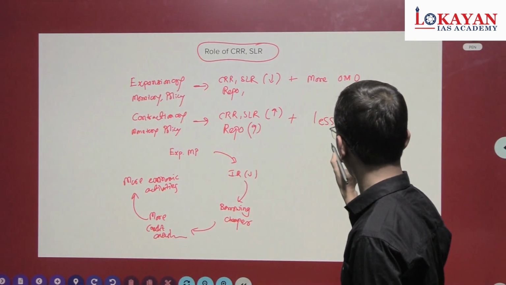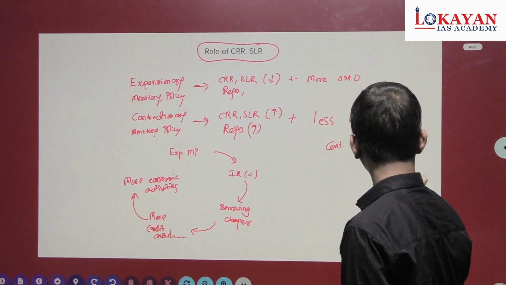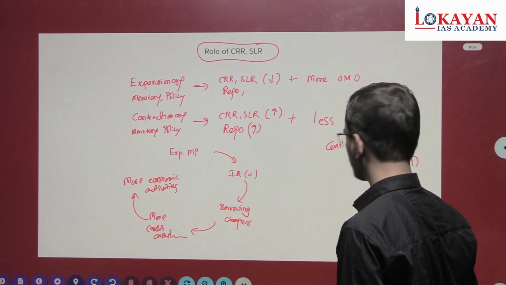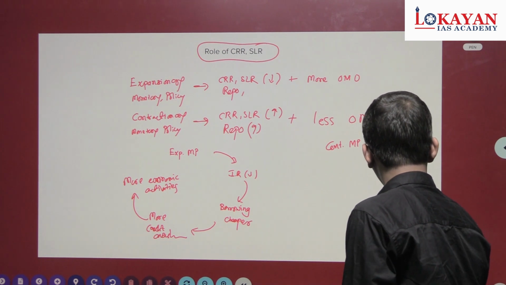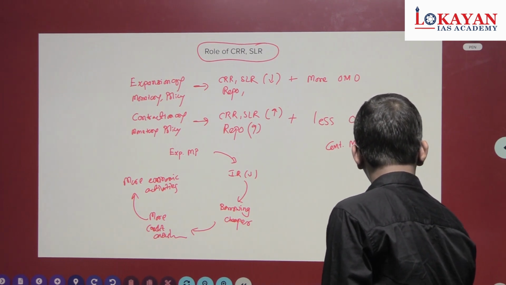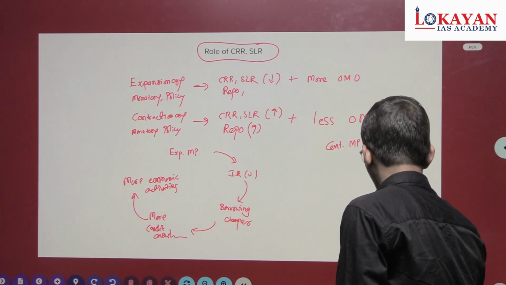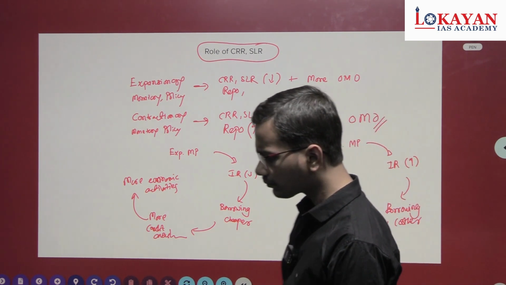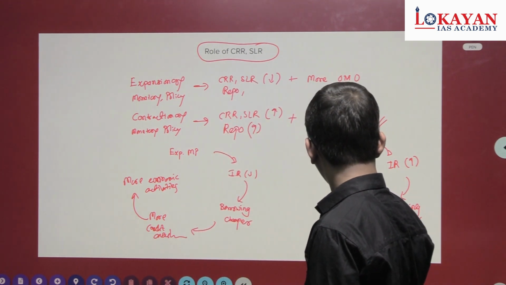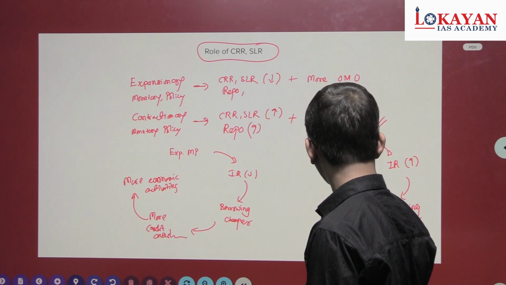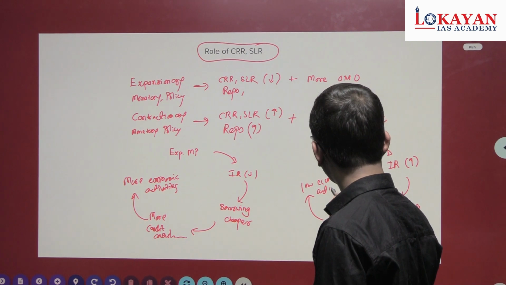Now contractionary monetary policy. Interest rate increases. As interest rate increases, borrowing becomes costlier. Borrowing becomes costlier, less credit is available because people cannot avail the loans easily. Less credit and low economic activities.